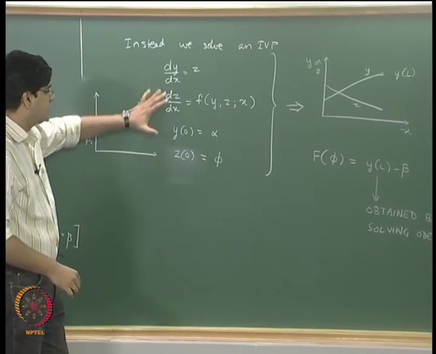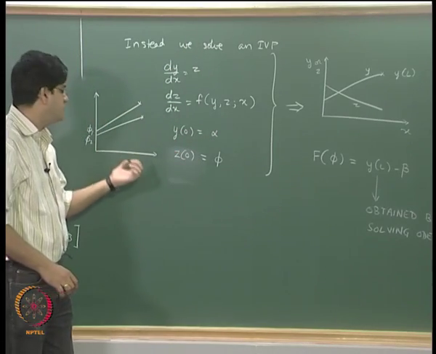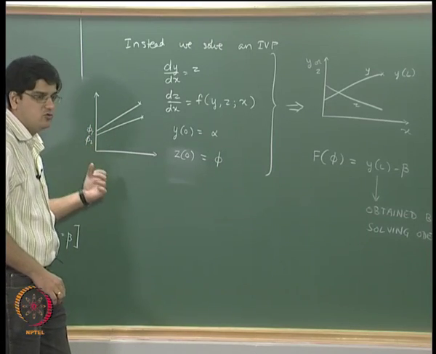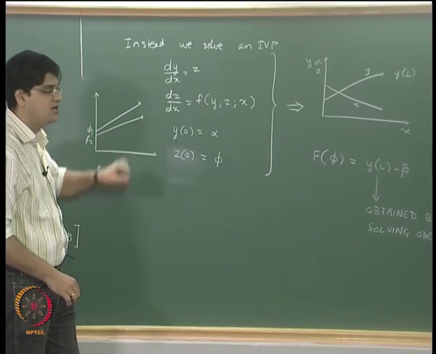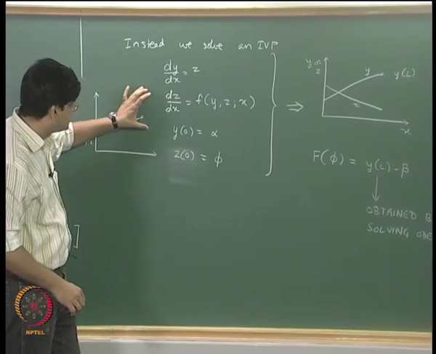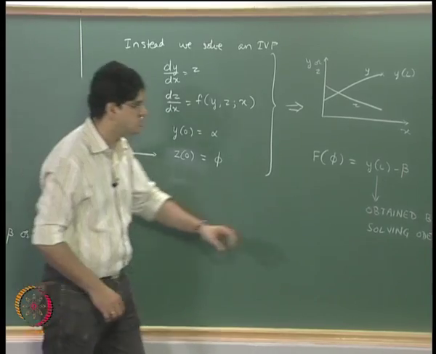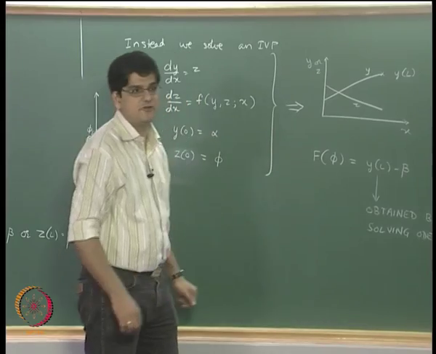So, by solving this overall ODE initial value problem, as we change our initial value phi from phi 1, phi 1 to phi 2, phi 2 to phi 3, so on and so forth, we are getting different values at the end of the rod. Using these different values at the end of the rod, we want to ensure that they come as close as possible to the value beta. So, this is the problem that we are going to solve.